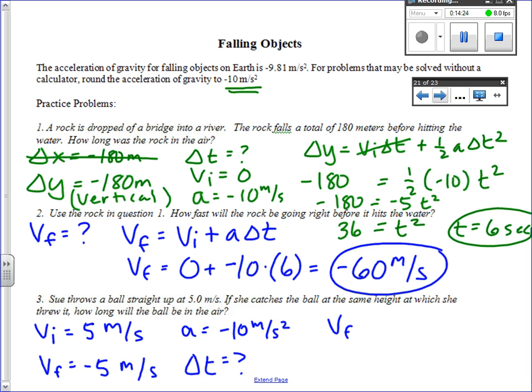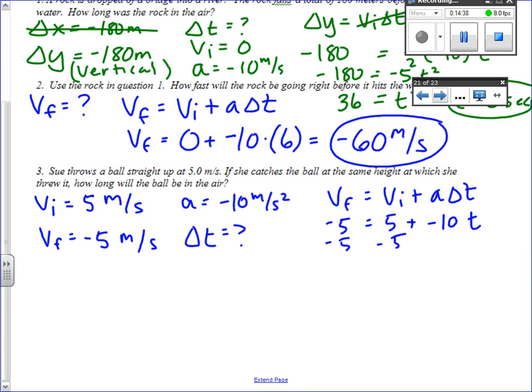So VF equals VI plus A delta t. Negative 5 equals 5 plus negative 10t. Subtract 5 from both sides. Got negative 10 equals negative 10t. T is 1 second.